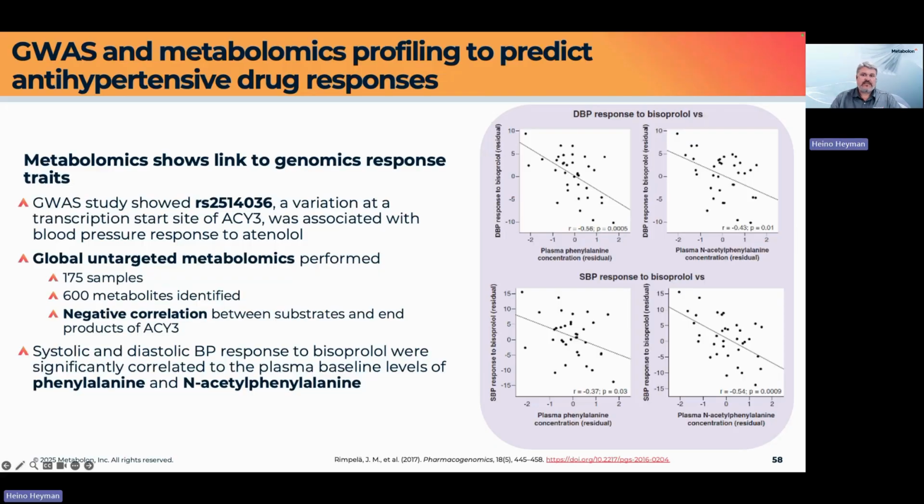As can be seen in this diagram, the response to bisoprolol correlated to baseline levels of N-acetylphenylalanine as well as phenylalanine in the general study. So aminoacylase 3, these are specific to aminoacylase 3 in that they are both substrate and end product respectively.